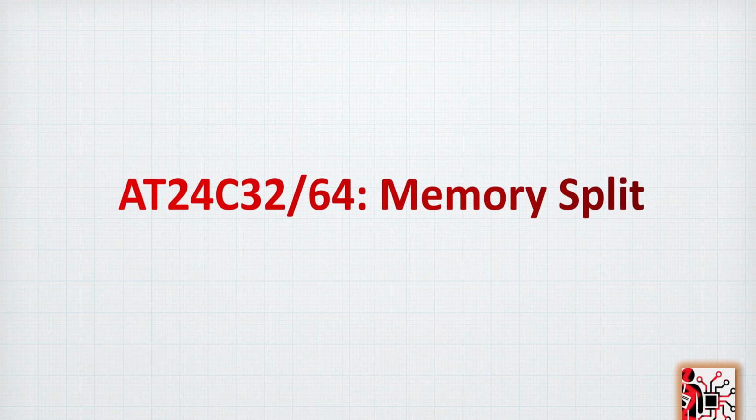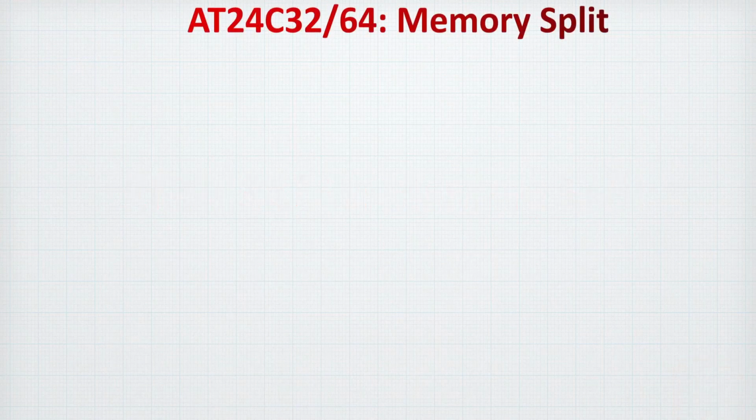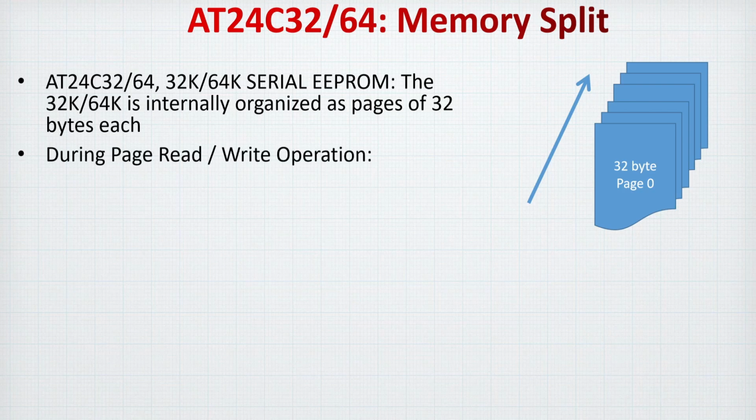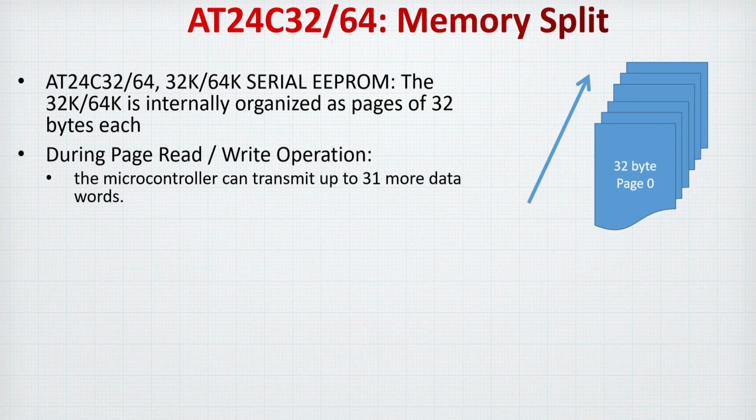Okay, so let's take a look now at the memory split of the AT24C. The memory is split into pages of 32 bytes. So one page is 32 bytes. That's how the memory is split inside the AT24. After that, during a page read operation, and this is extremely important, the microcontroller can transmit up to 31 data words. So you can't do more than that.